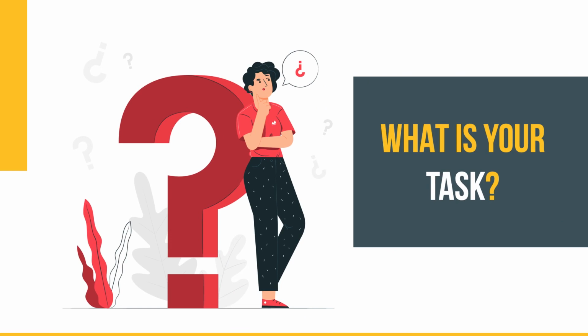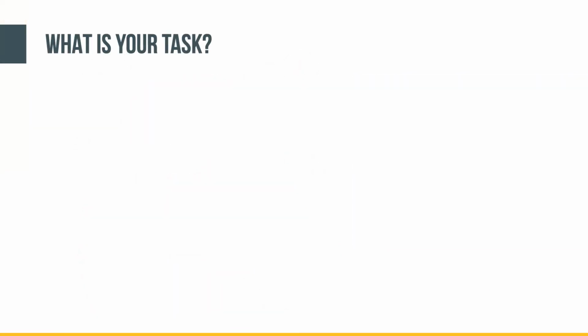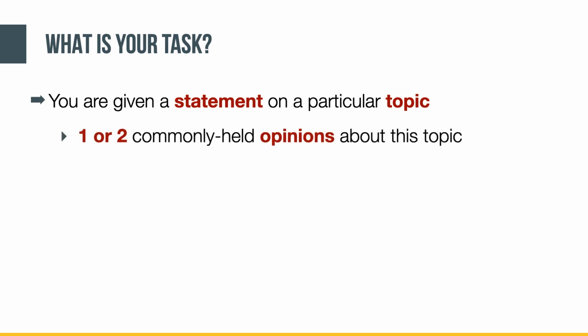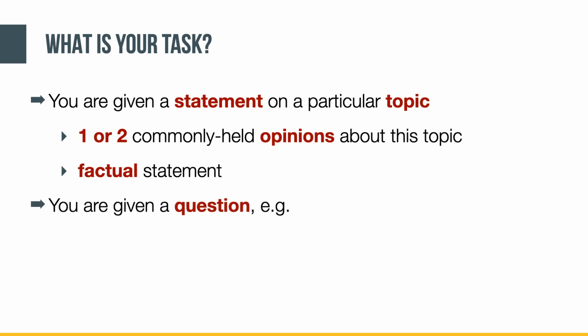Now let's look more closely at what you have to do in writing Task 2. So what is your task in Task 2? Well, you will be given a statement on a particular topic or issue, and this statement will either present one or two commonly held opinions about this particular topic, or it will give a factual statement about the topic. And then you'll be given a question, such as, do you agree or disagree?